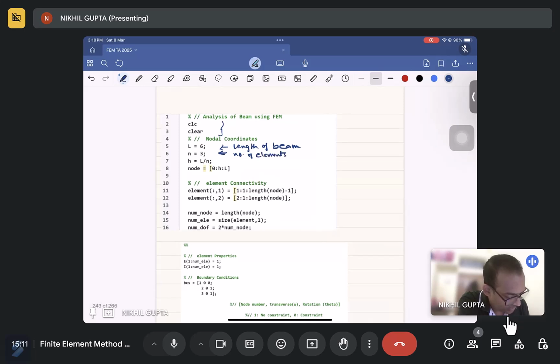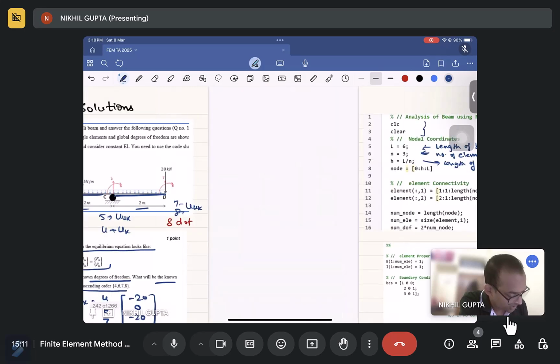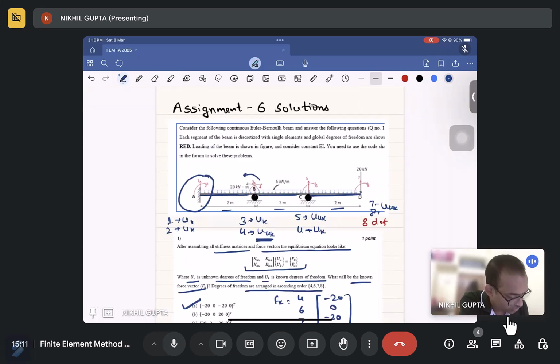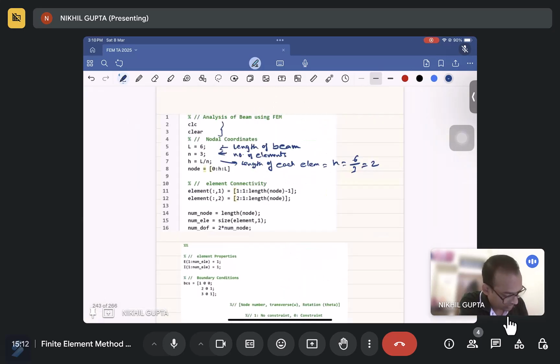And similarly we are finding the length of each element. So here it will be h is equal to L by n, which will be 6 by 3 equal to 2. So you see each of the length of the member is 2 meter. So this will give you as 2.